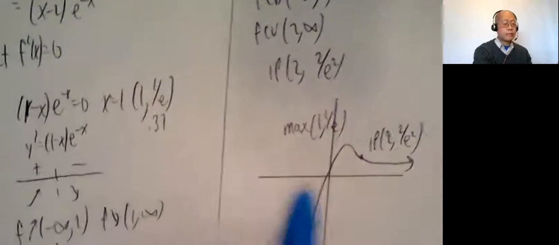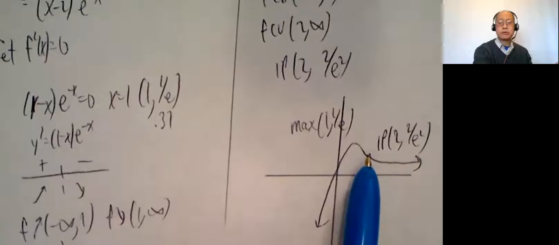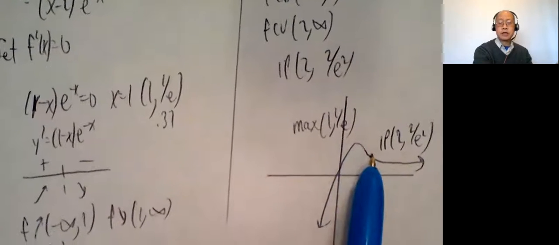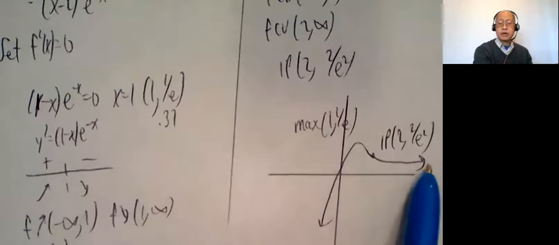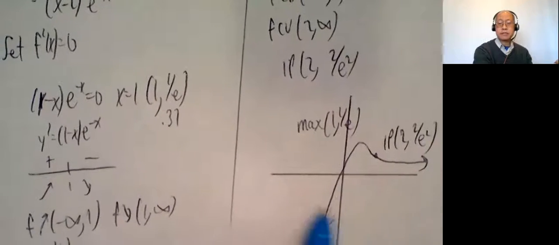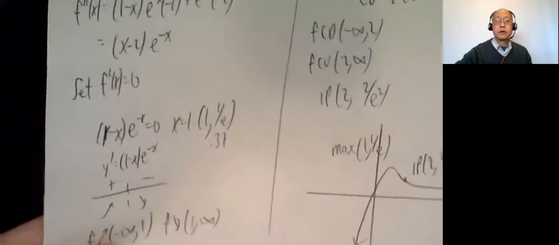So here's our graph. Only intercept, maximum at 1 comma 1 over e. Inflection point 2 comma 2 over e squared. Increasing, decreasing, inflection point, decreasing in a concave up fashion. Asymptote is the x-axis, and there's the entire graph. Right, so that's the complete analysis of f of x equals x e to the negative x.